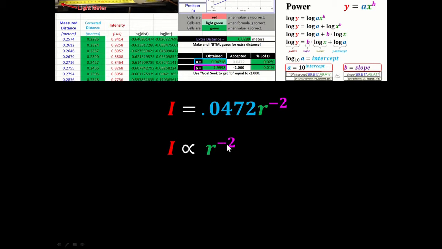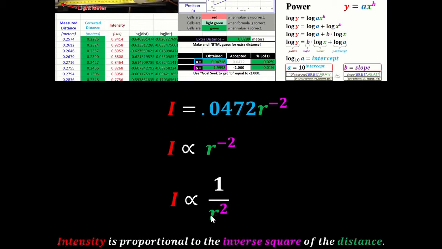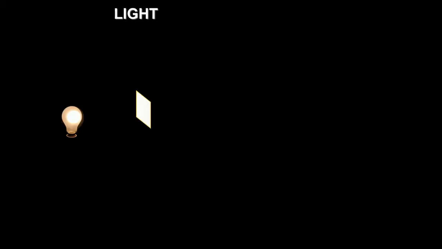And I think this is an algebra 2 idea, but that is the same thing as 1 over the radius to a +2. And what that means is that the intensity is proportional to the inverse square of the distance. That's 1 over the distance squared. And that was the name of our activity in the spreadsheet.